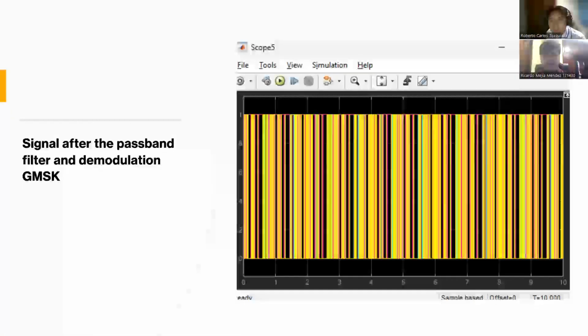Then, for the bit signal, after the filter, which was a bandpass filter, this signal is sent to a demodulator, which was configured with the same parameters as the modulator, and the signal is demodulated to recover the sequence of transmitted symbols.